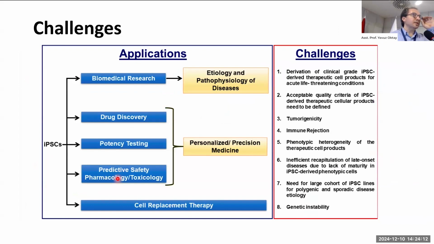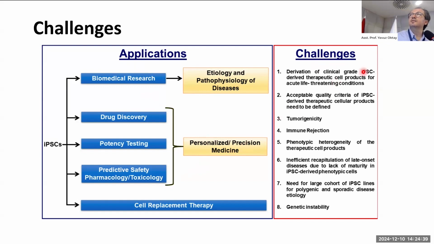Obviously, there are many challenges that need to be overcome. With all this promise and hype, we know that there are still many challenges. The challenges associated with applications in biomedical research are either to model diseases for etiology or pathophysiology, or for personalized and precision medicine applications, as we just mentioned.